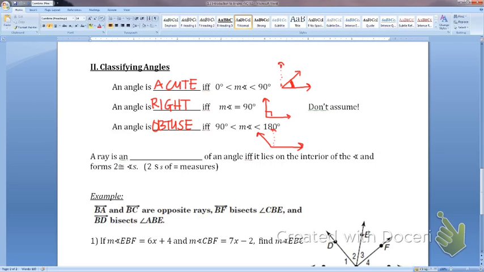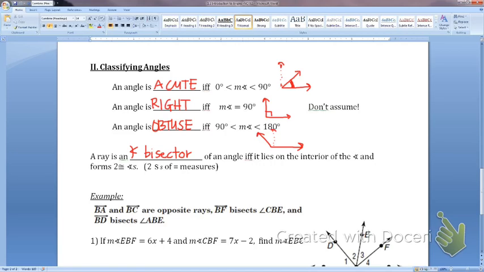Alright, we say that a ray is an angle bisector, and we're going to abbreviate angle by drawing the symbol. An angle bisector. Remember we talked about bisector in the last lesson? It cuts it in half. So the same thing is going to be true with an angle bisector. You can have a ray that goes through the middle of an angle. It creates two congruent angles. So let's do this example down here.